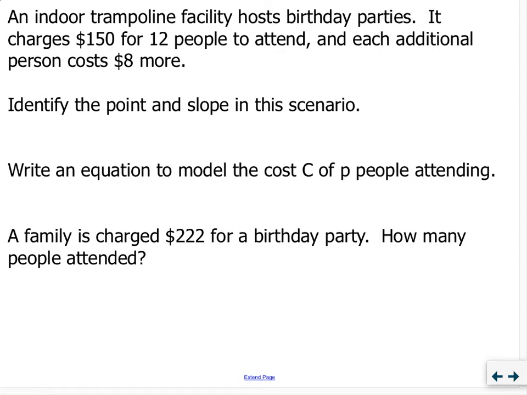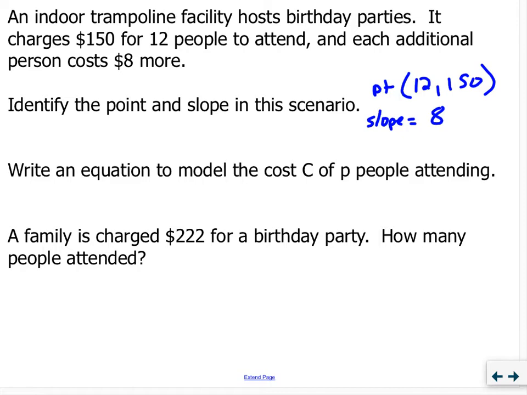So the point is going to be a combination of number of people and a cost. So my point is going to be (12, 150): 12 people cost $150. My slope is going to be 8 because it's $8 more per person.